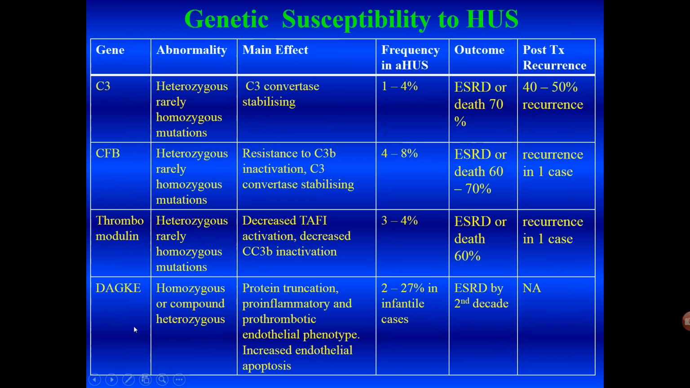CD46, membrane cofactor protein, and complement factor I. These are all loss of function mutations. We also have gain of function mutations in C3, which leads to self-amplification, and complement factor B, which activates the C3 convertase, and these have a poor prognosis also. So much for the complement pathway.